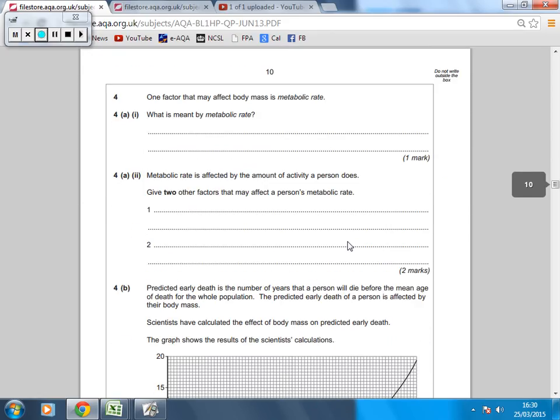Okay, this is the higher tier questions only. So one factor that may affect body mass is metabolic rate. So define metabolic rate. Have this definition nailed down for the real thing, so you can just recite it like a parrot. Metabolic rate is affected by the amount of activity a person does. Give 2 other factors that affect it. So again, very classic question, you need to know the answer to that.